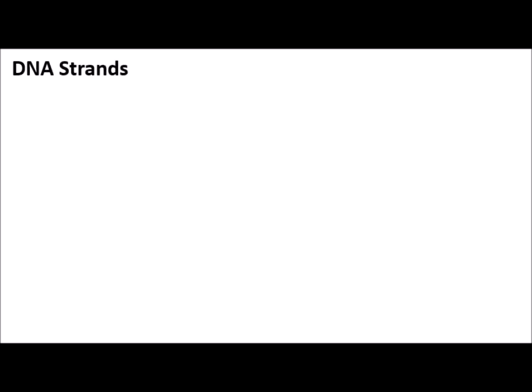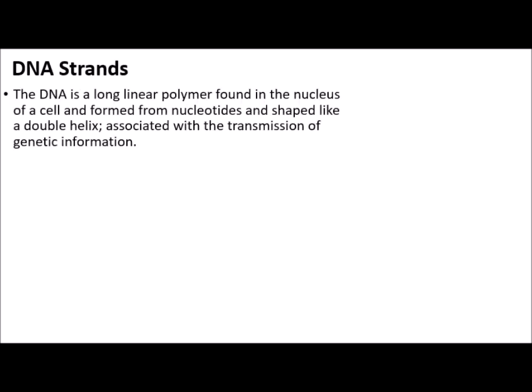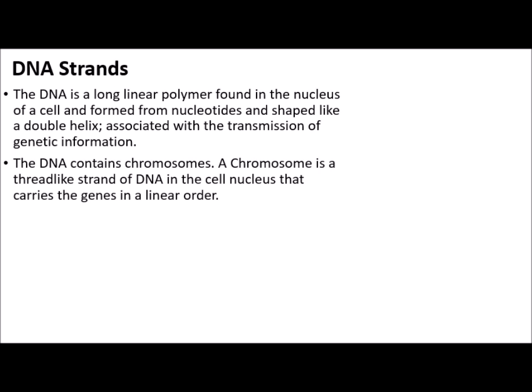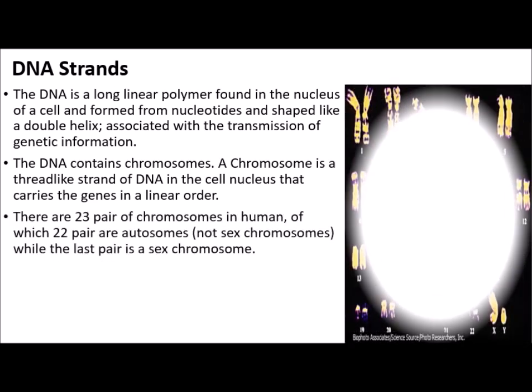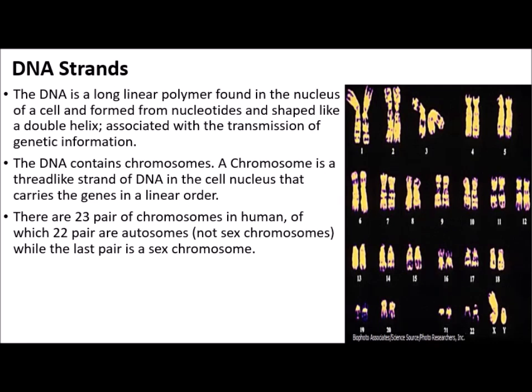Let us look at DNA strands. The DNA is a long linear polymer found in the nucleus of a cell and formed from the nucleotides and shaped like a double helix, associated with the transmission of genetic information. The DNA contains chromosomes. A chromosome is a thread-like strand of DNA in the cell nucleus that carries the gene in a linear order. There are 23 pairs of chromosomes in humans.